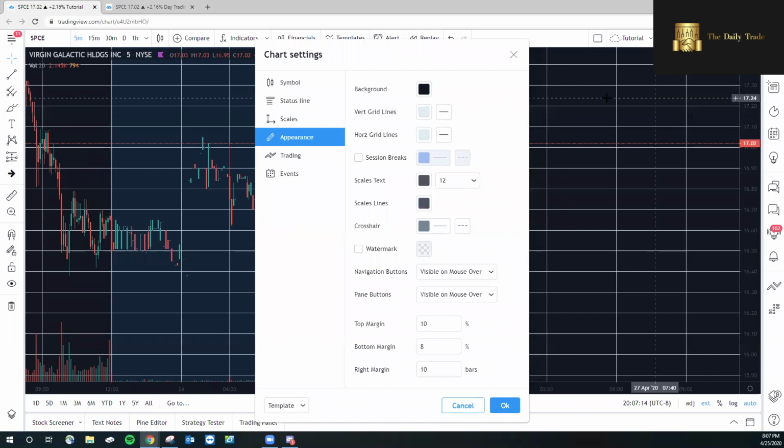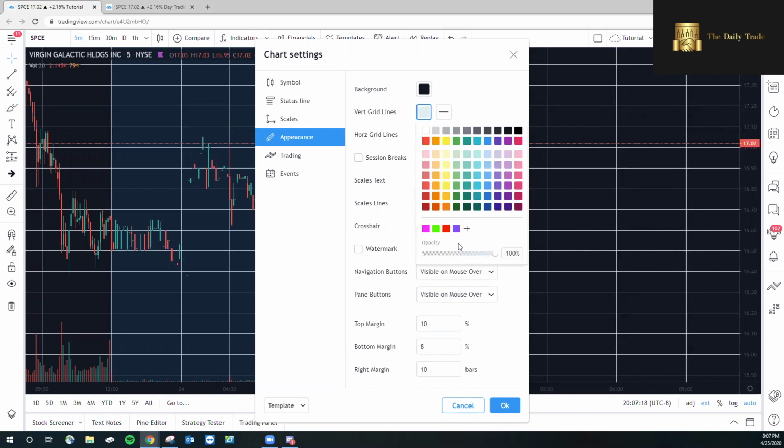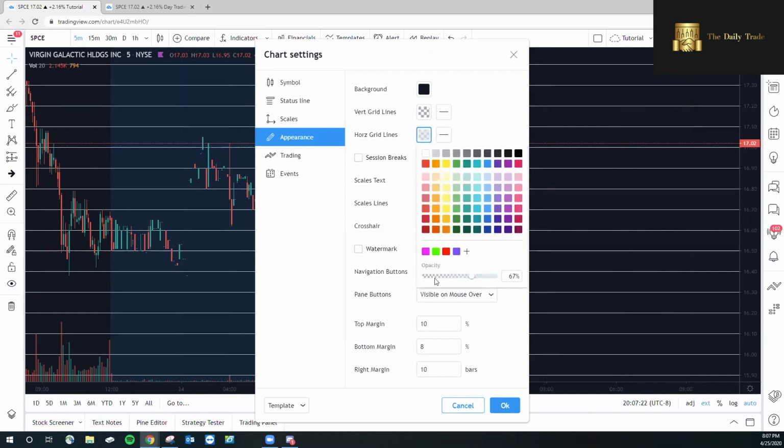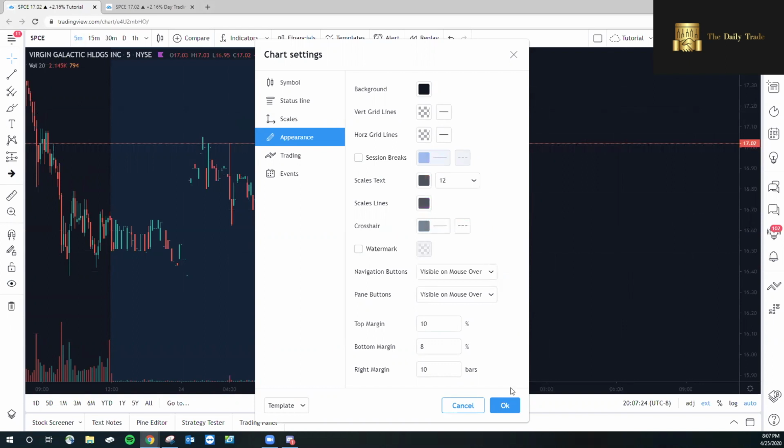All right. In the background, you're going to see these horizontal and vertical lines. We're going to get rid of those, actually. So we're going to get rid of that. All right, press OK.